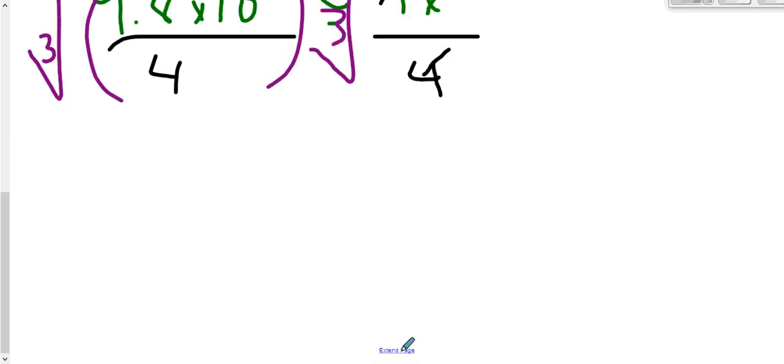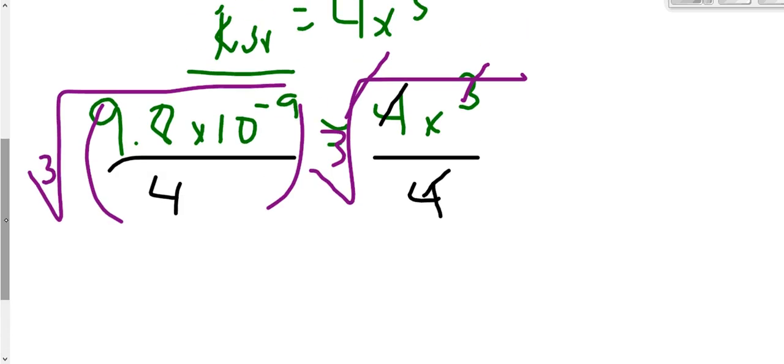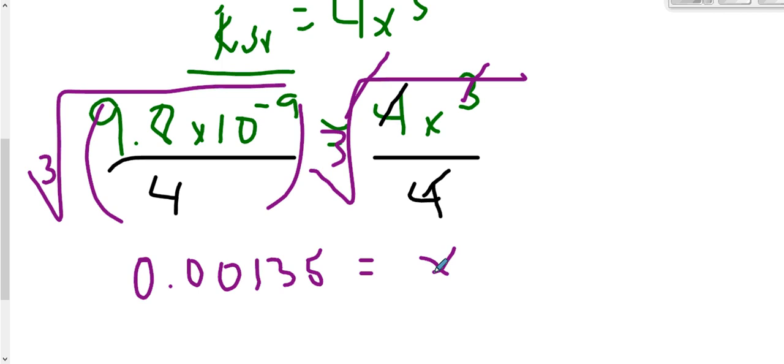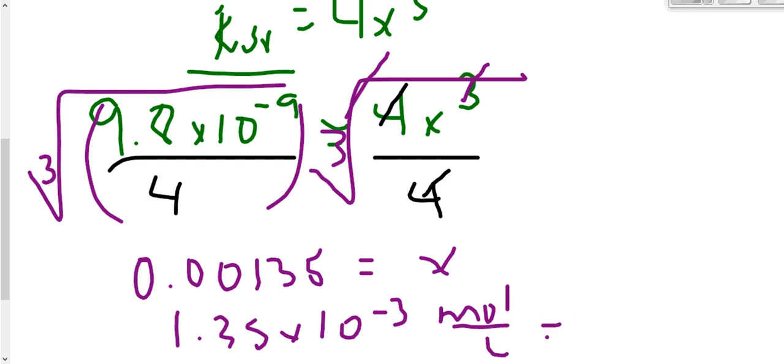All right, we've got a little bit of math to do here. First go 9.8 times 10 to the minus 9 and divide that by 4 in your calculators. Once you have an answer, find your cube root button and take the cube root of it. And you're going to get this value, 0.00135. 0.00135 will be equal to x. Or if you have your computer or calculator in scientific notation, that will be 1.35 times 10 to the power of minus 3, and this is actually a more correct way to write it. This value is going to be in moles per liter, and that's going to be x.